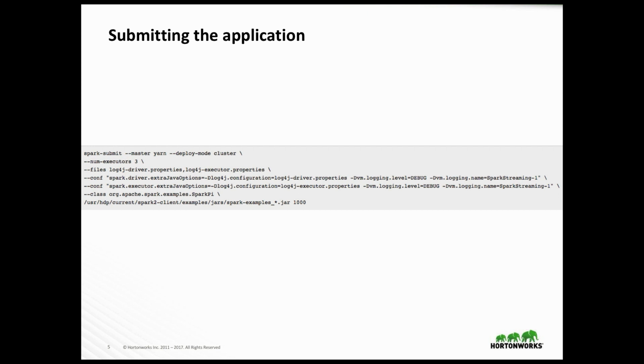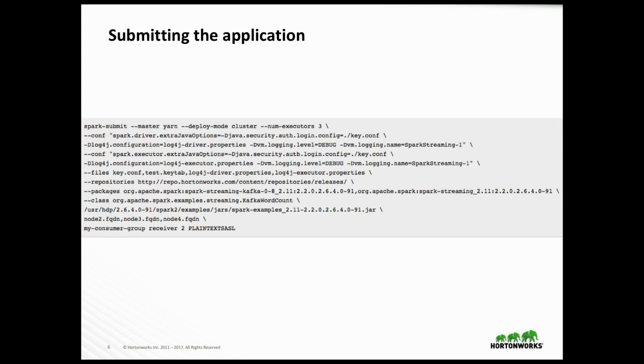This is a very simple and straightforward template on how we can tell Spark that it should be using a log4j-driver properties file with a log level debug and a VM log name Spark streaming-1. These three properties and values will be passed over to the driver extra Java options, and we're going to do the same for the executors, as we can see on line 4 and 5.